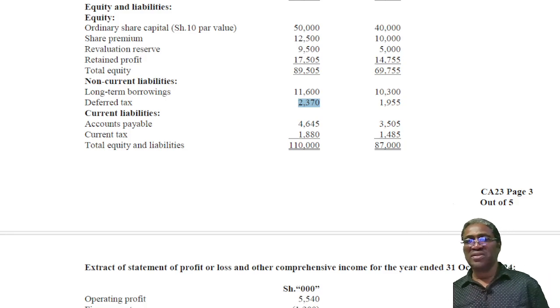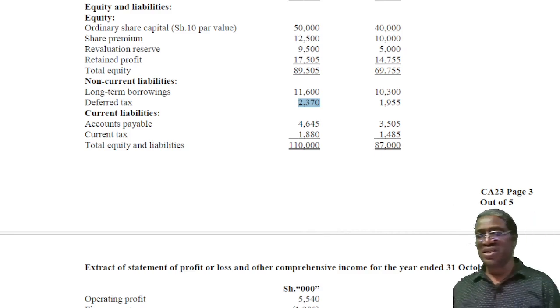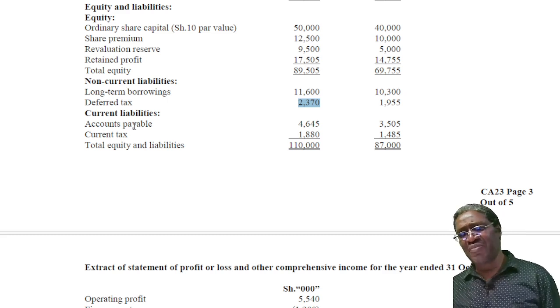Okay, fine. I am through with the long-term liabilities. I hope you can see there. I'm through with the long-term liabilities. We have dealt with the borrowings. We have dealt with the deferred tax. Then now we go to current liabilities.